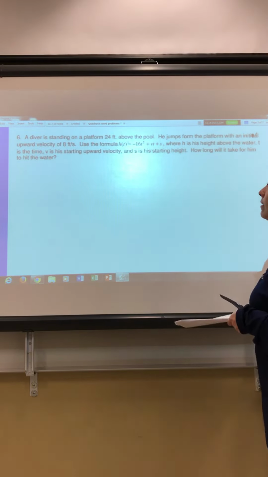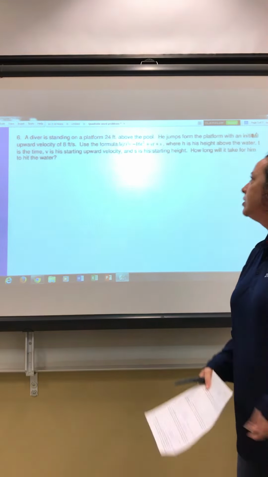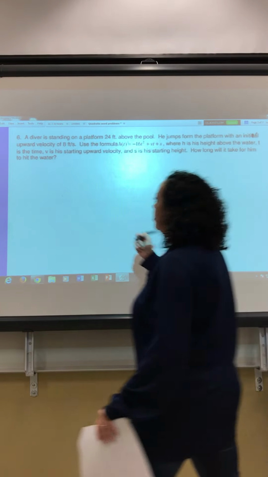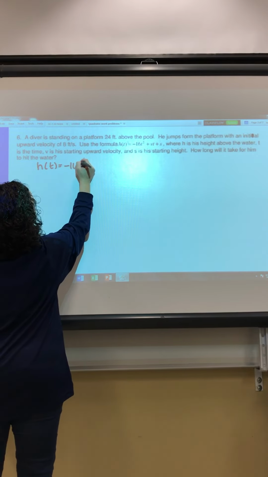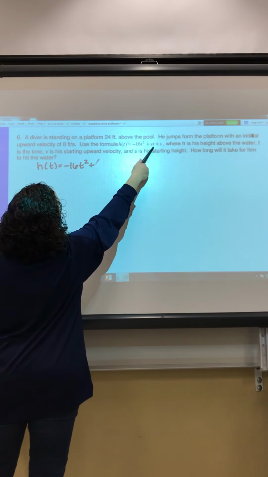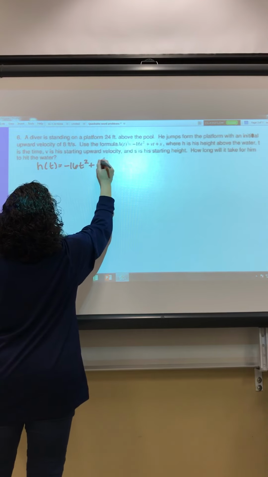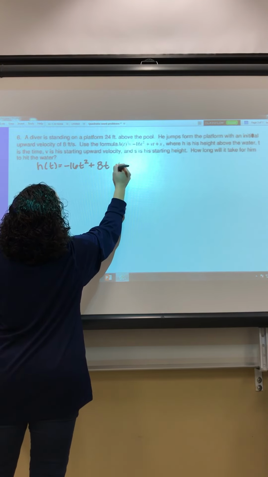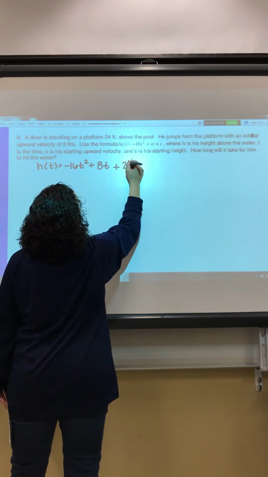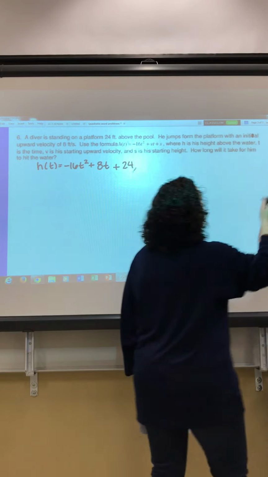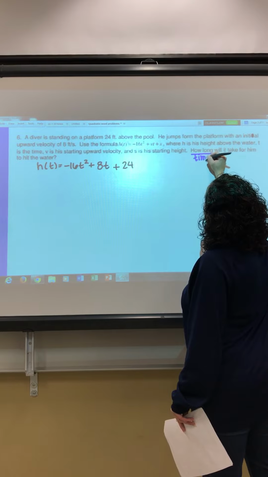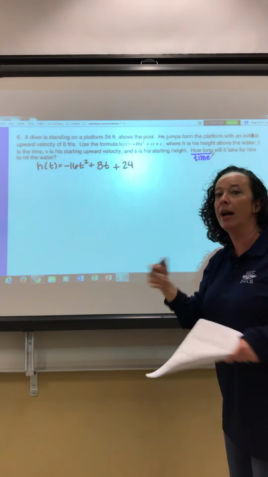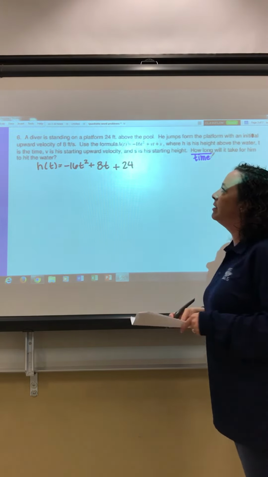How long will it take for him to hit the water? Okay, so we have a lot going on. The first thing I would want you to do is to rewrite the vertical motion formula. So it would be negative 16t squared plus VT, our V is 8, velocity, so 8t, plus our starting height is 24. So now let's really try to understand what this question is asking. How long? That means they want time. They want a time answer. How long will it take for him to hit the water?